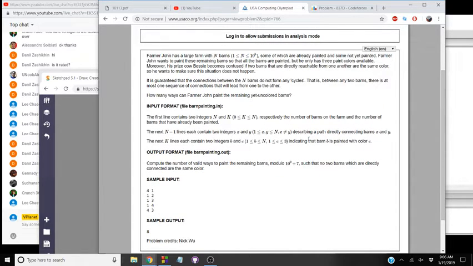Farmer John has a large farm with N barns, some of which are already painted and some not yet painted. Farmer John wants to paint the remaining barns so that all the barns are painted, but he only has 3 color paints available. Moreover, his prize cow Bessie becomes so confused if 2 barns that are directly reachable from one another are the same color.